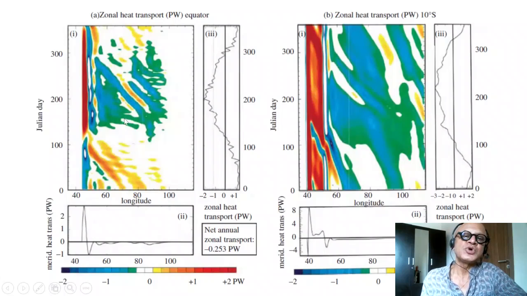This is just showing the zonal heat transport across the equator and across 10 south, and you see the strong boundary current effect here and these propagating features that we talked about as Kelvin waves and the Wyrtki jet and so on. So that's the zonal mean. The story remains similar as before.